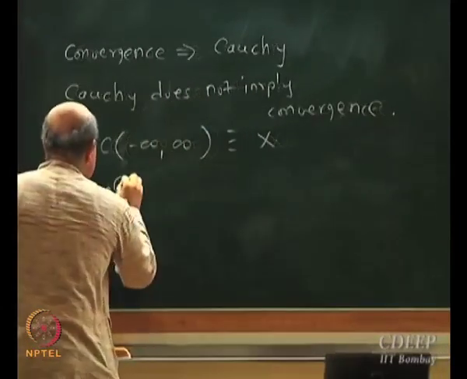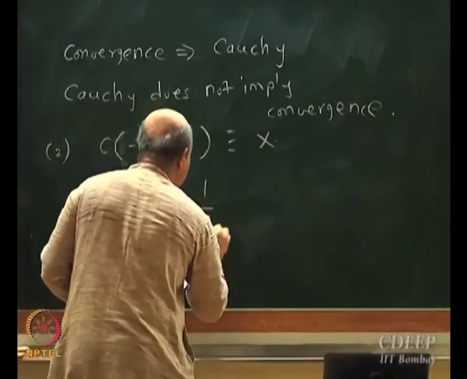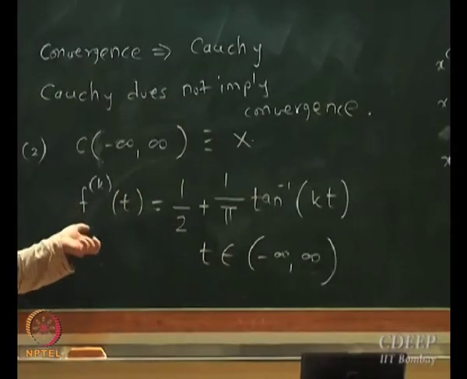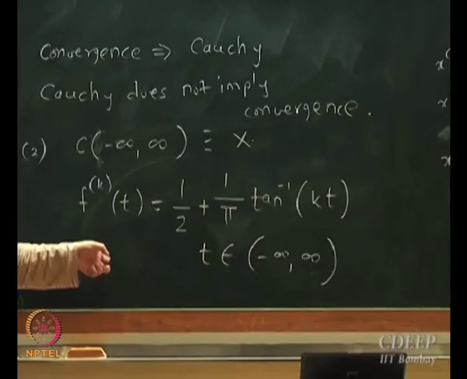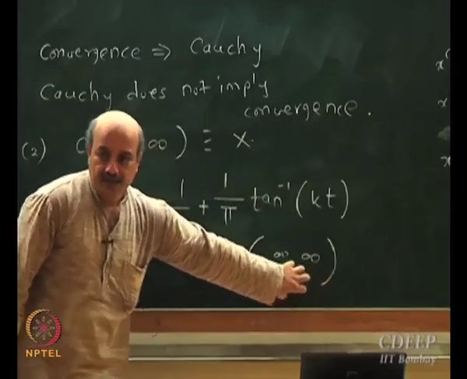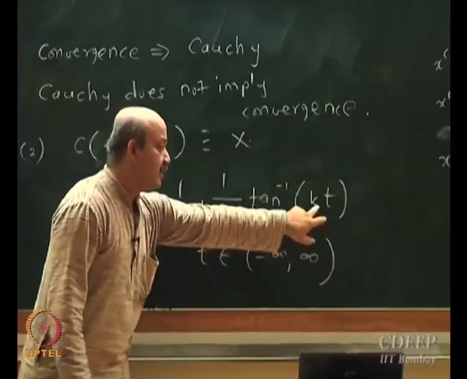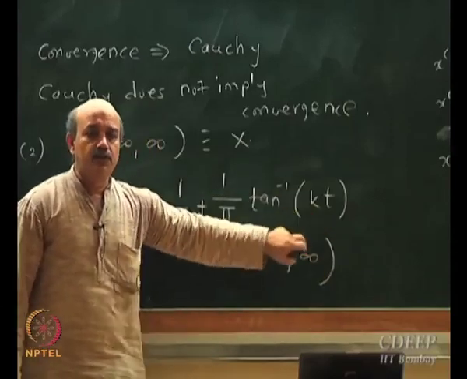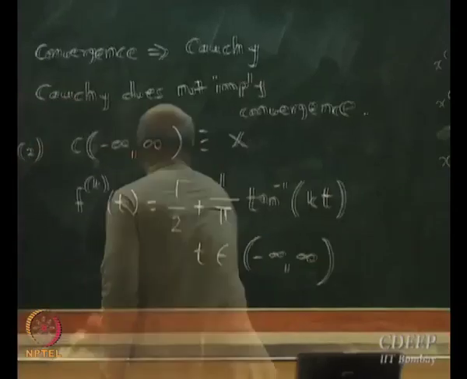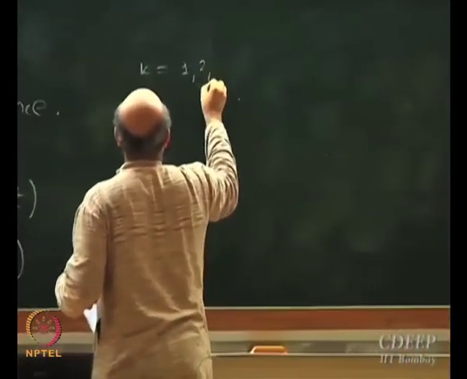So my sequence here is this: 1/2 plus, and my sequence here is a sequence of functions. These are continuous functions defined over the interval minus infinity to plus infinity. So t goes from minus infinity to plus infinity, and my k changes. K would be 1, 2, 3, 4, 5. I will get different functions for each value of k, so k goes from, say, 1, 2, and so on.